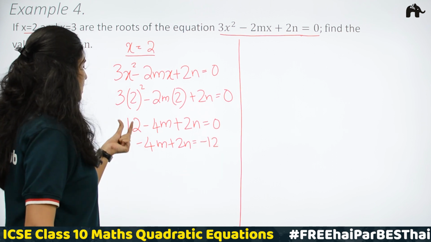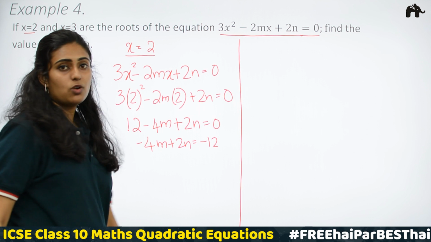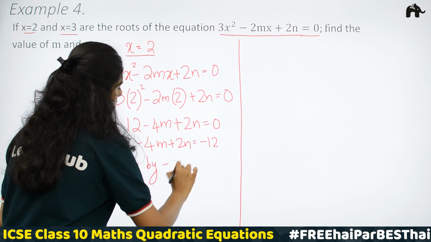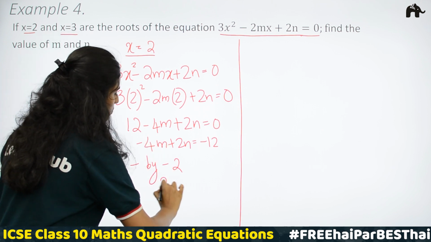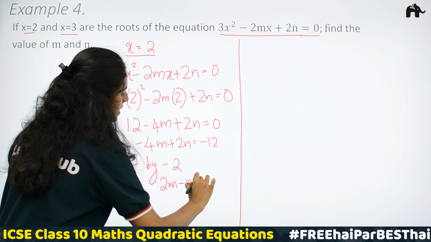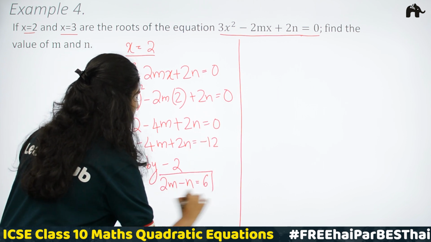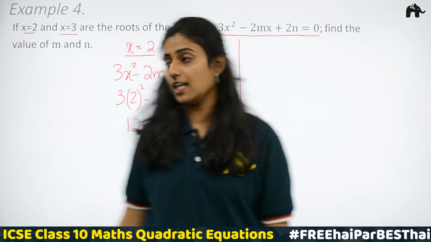We are taking this 12 to the opposite side. Now, I am going to divide throughout by minus 2. What do I get? Here, this becomes 2m minus n equals 6. 2m minus n equals 6. This is equation 1 in terms of m and n.